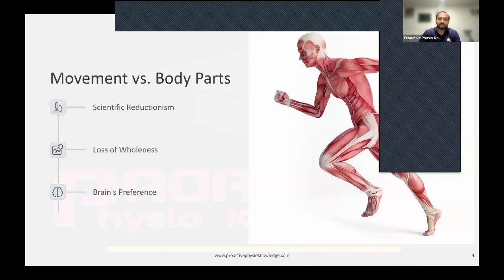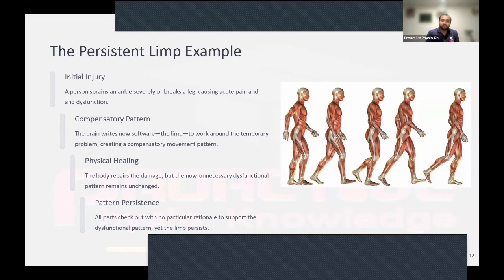The movement versus the body part. The body part is what we consider as responsible for how the movement has to be performed. The story between the movement and the body parts is how we understand the whole movement perspective. Scientific reductionism has led us to focus on isolating and analyzing specific body parts of the human body. We have relieved the pain from the patient, but we have not corrected the proper pattern.